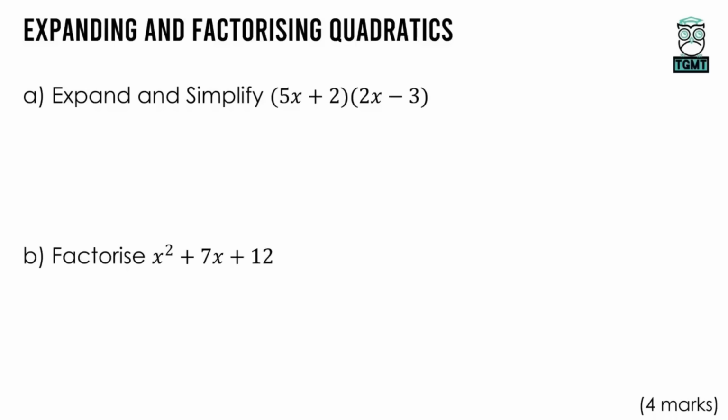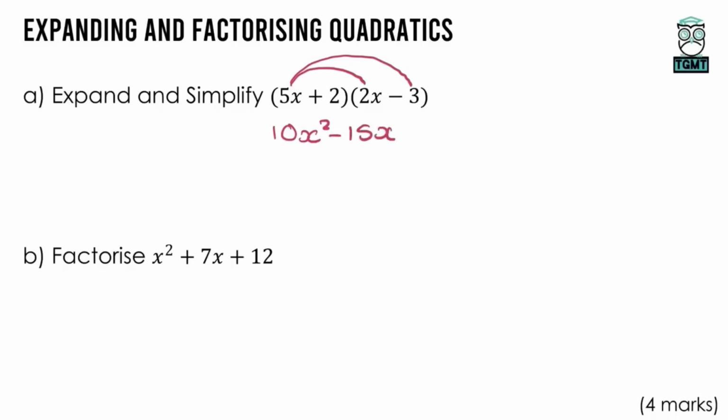And on to expanding and factorising quadratics. So here we're going to start with expanding and simplifying a double bracket. So we have 4 multiplications to do. We're going to first multiply the 5x by both pieces in that second bracket. 5x times 2x will give us 10x squared. And 5x times negative 3 is negative 15x.